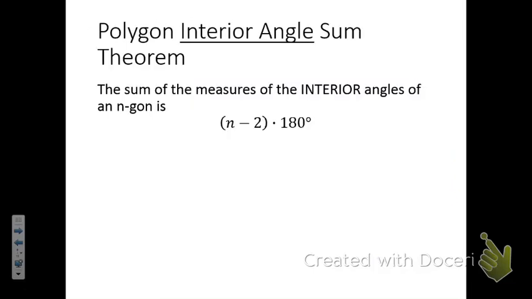So just like what we found by looking at our little activity, every time we drew in those diagonals, it created 2 fewer triangles than the number of sides. So the formula we came up with is we can take the number of sides and take away 2 from that. That would give us our number of triangles, and then we knew that each triangle was 180 degrees, so times that by 180 degrees. So this will give me my angle sum for any polygon.